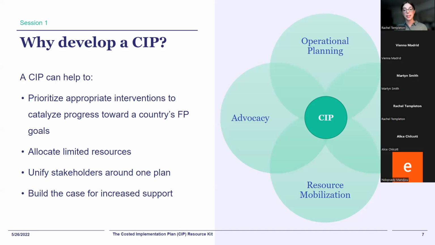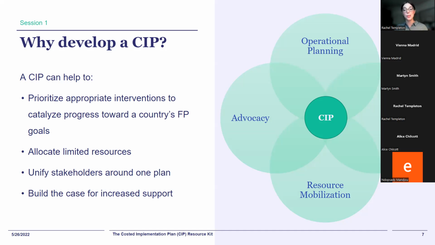So for example, a CIP can play a key role in operational planning, something we've already started discussing, bringing detail and strategy to high-level family planning goals and commitments. A CIP can also help to identify and prioritize a few key strategic areas to invest in, and that will catalyze progress towards a country's family planning goals. CIPs can also play a key role in advocacy and resource mobilization.